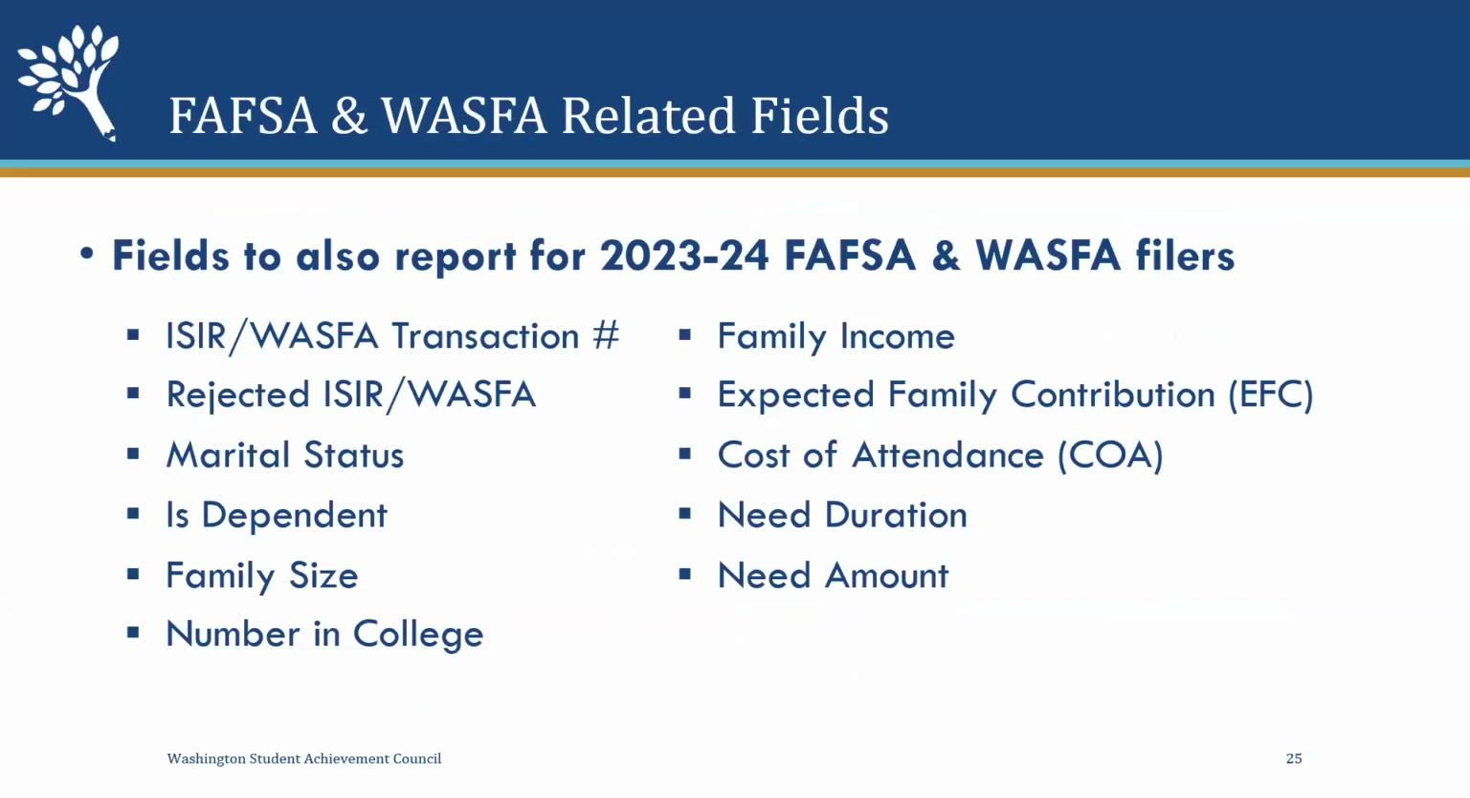Fields to also report for 23-24 FAFSA and WASFA filers are the ISIR WASFA transaction number. This helps us identify what income and what demographic information you're using for the person you're reporting. Are they dependent or independent, expected family contribution, cost of attendance, need duration, and need amount?